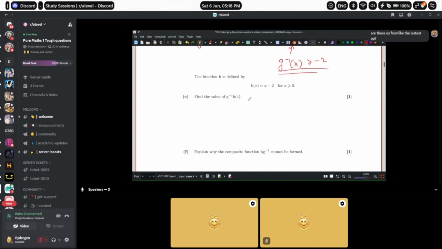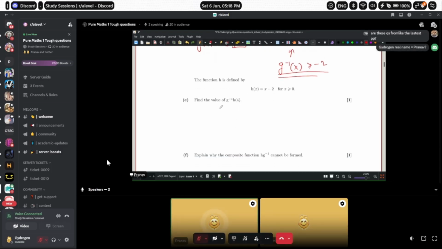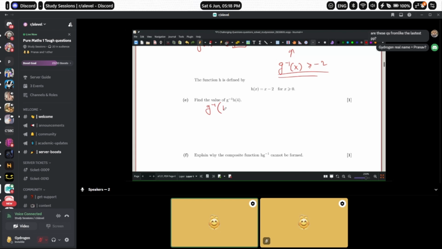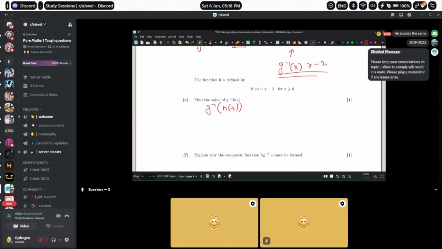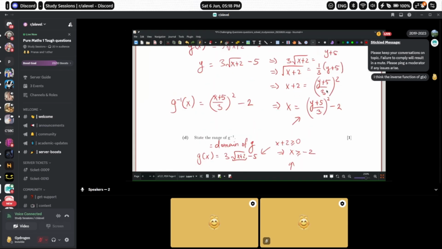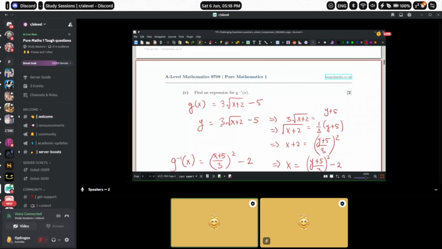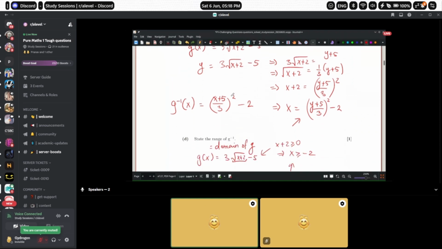Okay, for this, it's just g inverse of h of 4. Do we simplify what? What's your question? Well, you could if you want, but they didn't say you have to simplify it. Plus, it's a 2-mark question, so you don't need to.